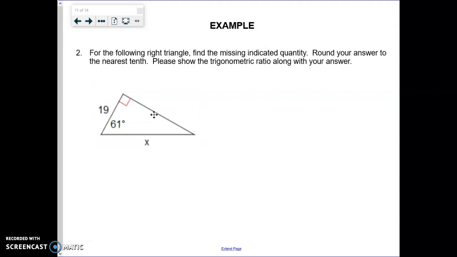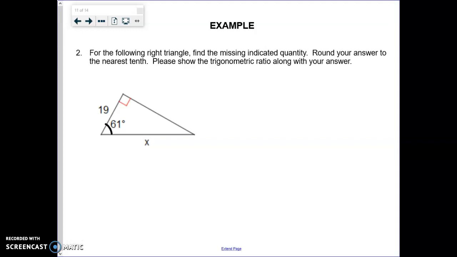Okay, ladies and gentlemen, let's look at problem number 2 here now. And again, you're given an angle, 61 degrees. You're given a side of 19, another side that you're trying to find, and then one side you don't know anything about, one angle you don't know anything about. So as we stated before, the first thing you want to do is designate your reference angle, which is this angle right here, the 61 degree angle.